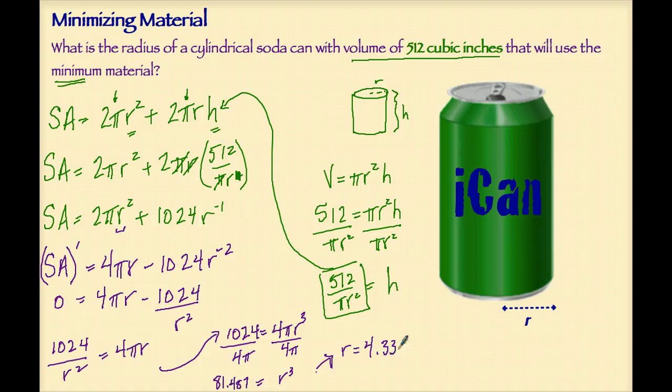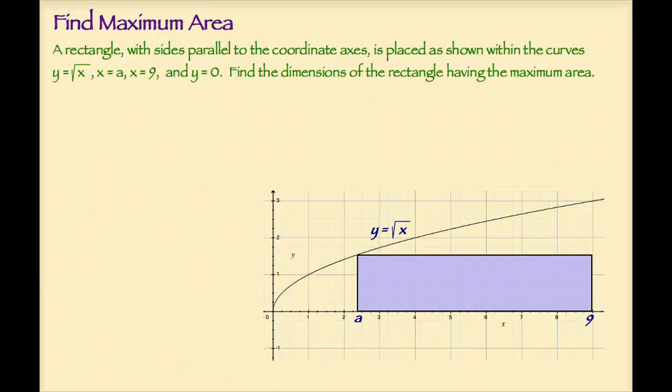4.335, I'm sorry. And in this case, that will be inches. Now, in this problem, we were asked to just find the radius of the cylinder with that volume that will use the minimum amount of material. Therefore, we don't have to go back and solve for h, although we could do so if we wanted to. And that's your answer.